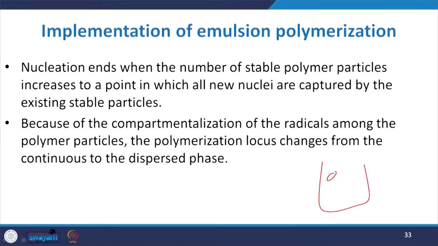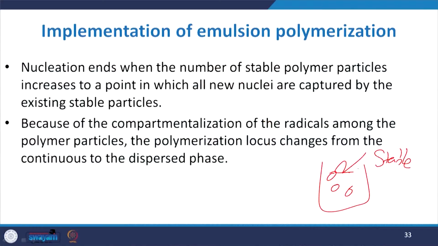Now, when these particles are captured by the existing stable particles, then this particular approach of nucleation ends. Now, because of the compartmentalization of the radicals among the polymer particles, here you see that there are different polymer particles and the compartmentalization is occurring. The polymerization locus changes from continuous to the dispersed phase, because the dispersion media is present adequately within the mass. So, that is why this process changes to the dispersed phase.